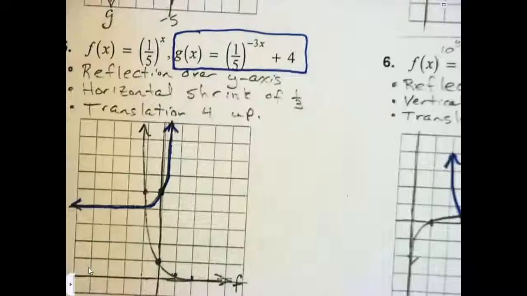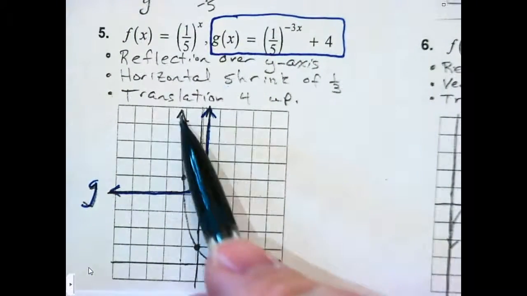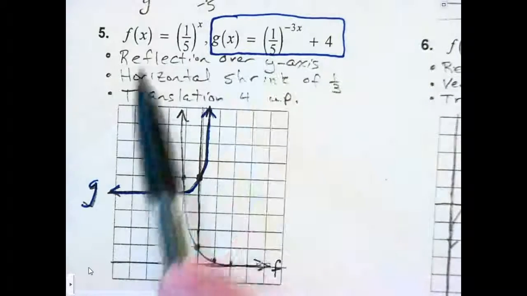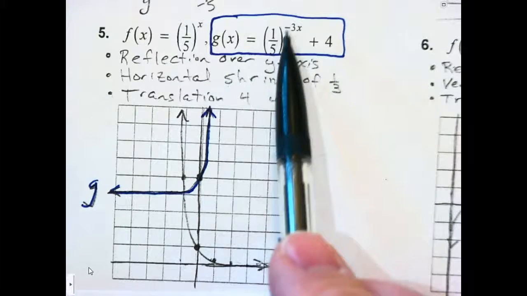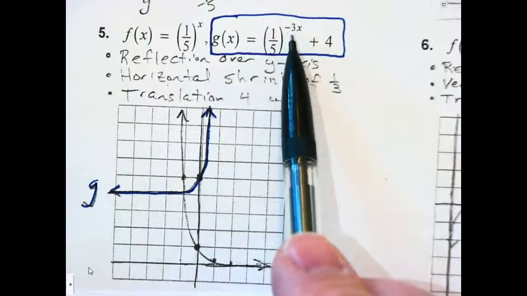Okay, number 5 is a little tougher. Okay, multiple things happening. So first we have our graph of f in pencil there, and then it's a reflection over the y-axis. That's our negative, and then a horizontal shrink of 1/3. Okay.